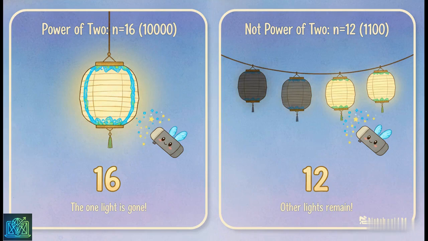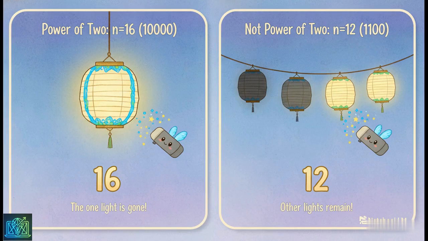And here is the absolutely beautiful solution. If a number has only one light on, like 16, and we use our magic eraser on it, what happens? Well, the eraser turns off that single light, and we're left with 0, nothing. But if a number has more than one light on, like 12, erasing 1 still leaves other lights behind.